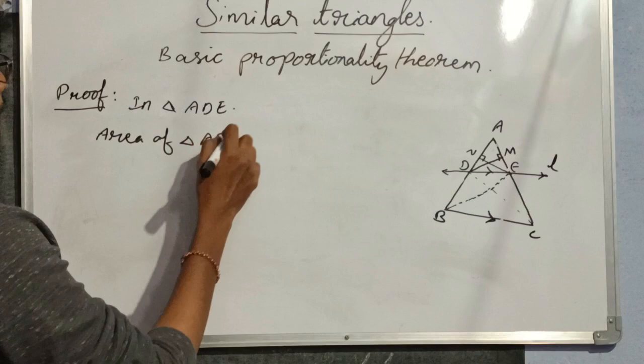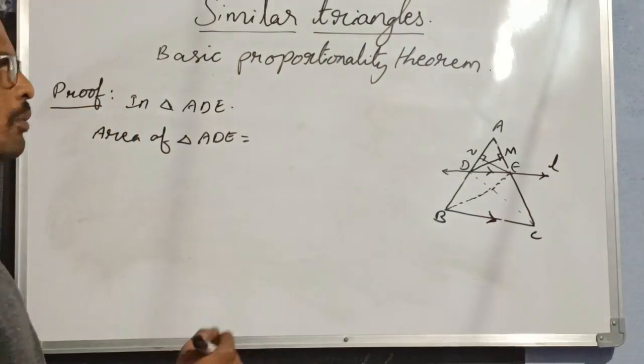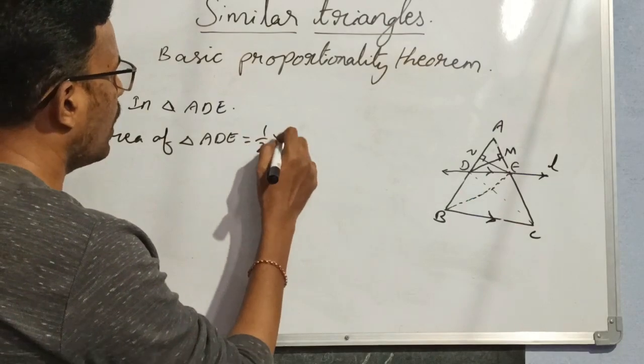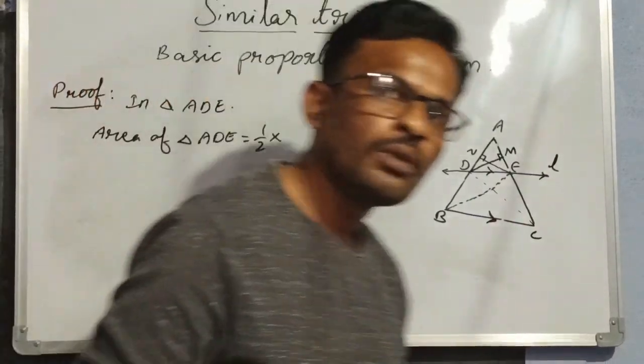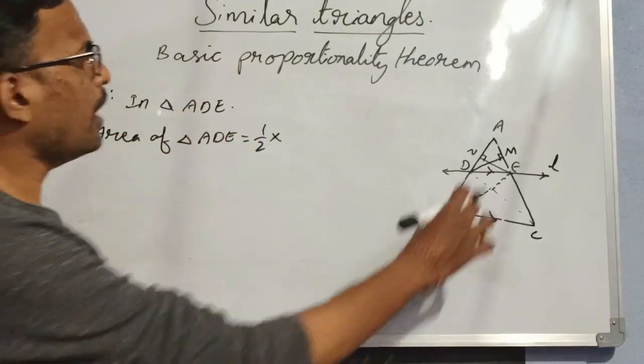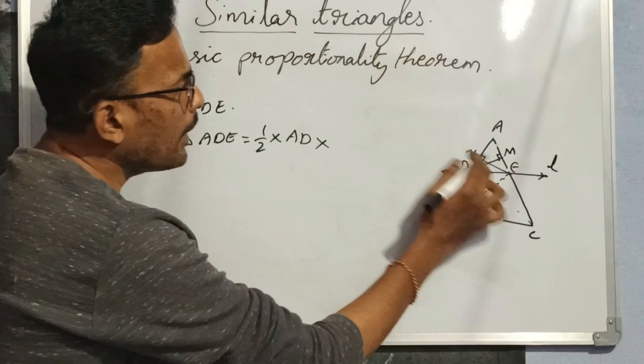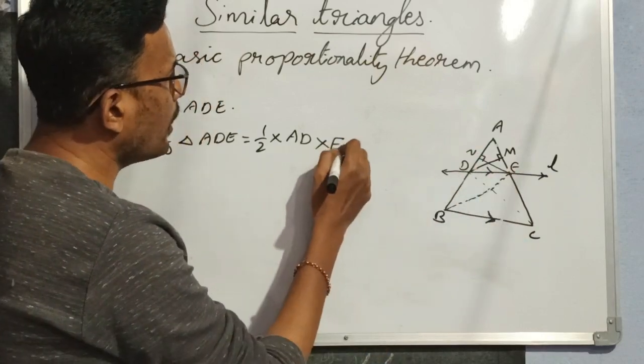Area of triangle ADE. So what is the formula for area of triangle? Half into base into height. So half into base. Base is here AD into perpendicular, what I have taken? EN, so write EN.